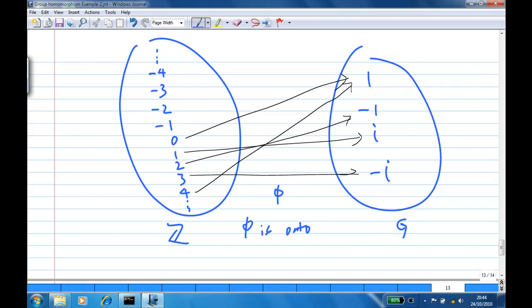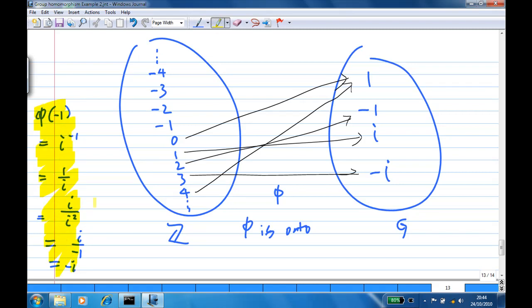Now just to illustrate a little bit here, where does minus 1 go to? Now phi of minus 1, according to the definition, is i to the power minus 1. Now i to the power minus 1 is 1 over i. Now 1 over i, in this case, you multiply the top and bottom by i, giving i over i squared, where i squared equals minus 1, and so this is minus i. So we notice that the image of minus 1 is actually minus i. So we can draw a line from minus 1 to minus i. This is how we know the image.